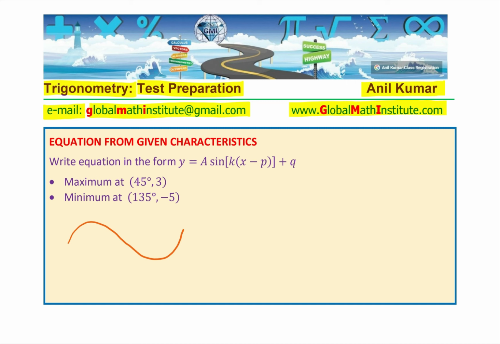So the first point is the maximum, which is at 45 degrees with a y value of 3. The minimum is at 135 degrees, and the minimum value is minus 5. Correct. So let us visualize and answer our question.